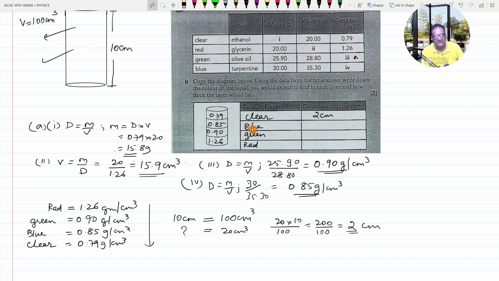Now, same way for the second one, that is blue one. Blue is 0.85, isn't it? Now, blue volume is how much? Blue volume is 30, right? No, mass is 30. Volume is 35.30. Okay. So again, 10 centimeter corresponds to 100 centimeter cube volume. Therefore, 35.30, sorry, 35.30 will correspond to what?